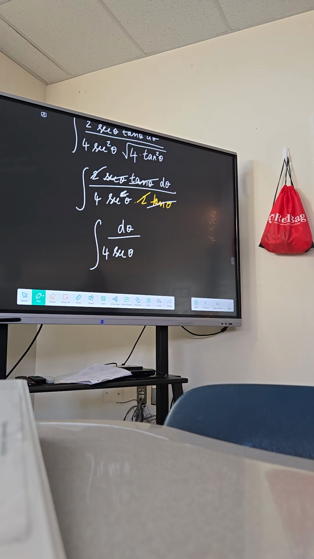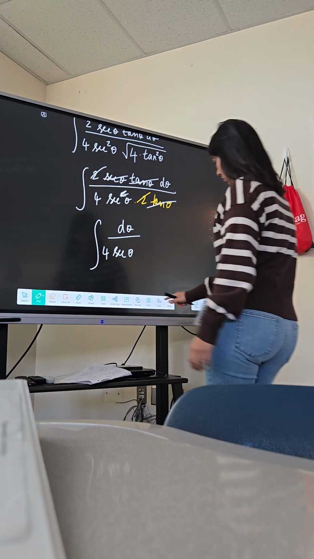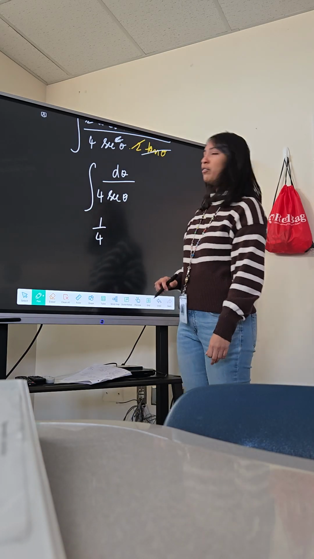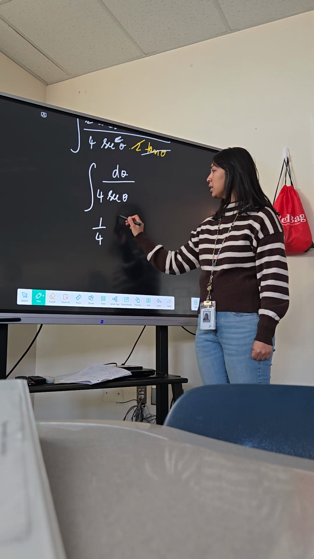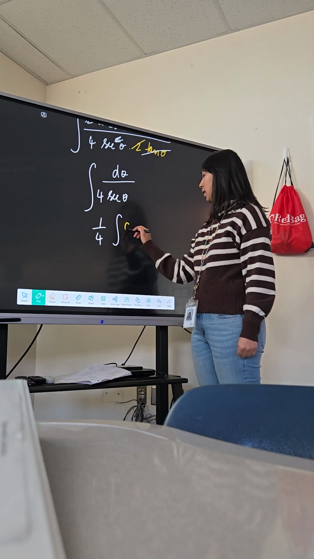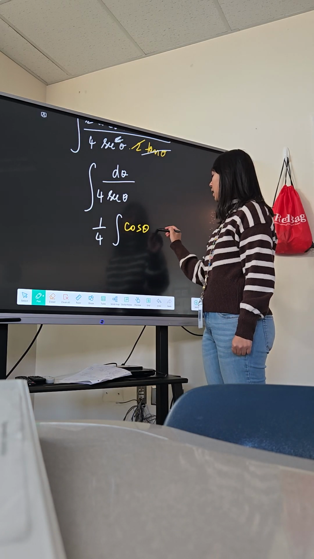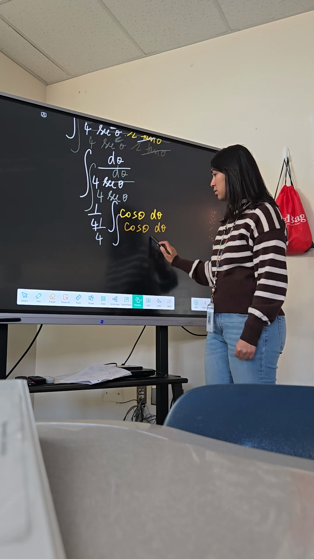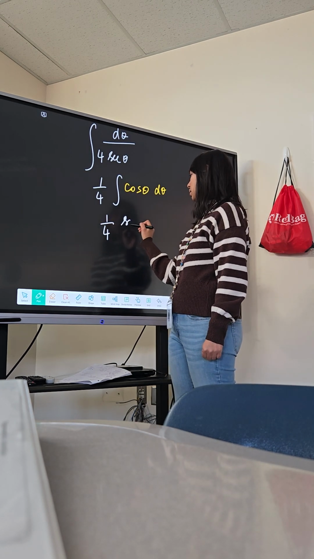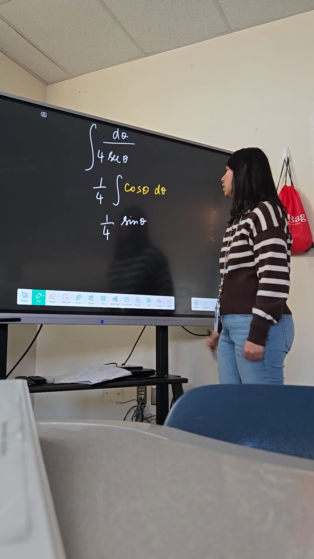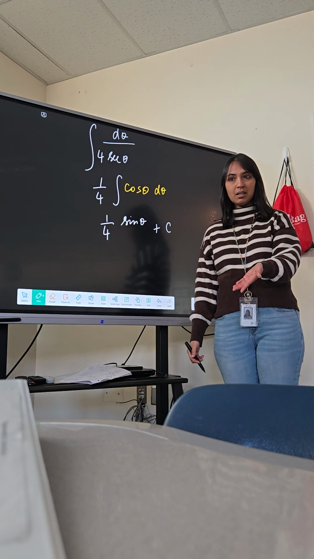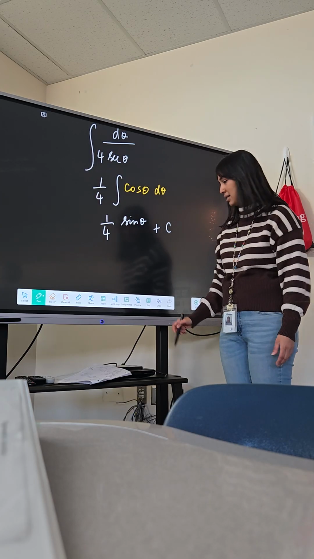Okay, are we good with that understanding over here? I'm gonna drag the 1/4 out of the integral because I don't have it within the integral. What is 1 over secant theta? Cosine theta. And what is the antiderivative of cosine theta? Positive sine. Good job. Plus C.